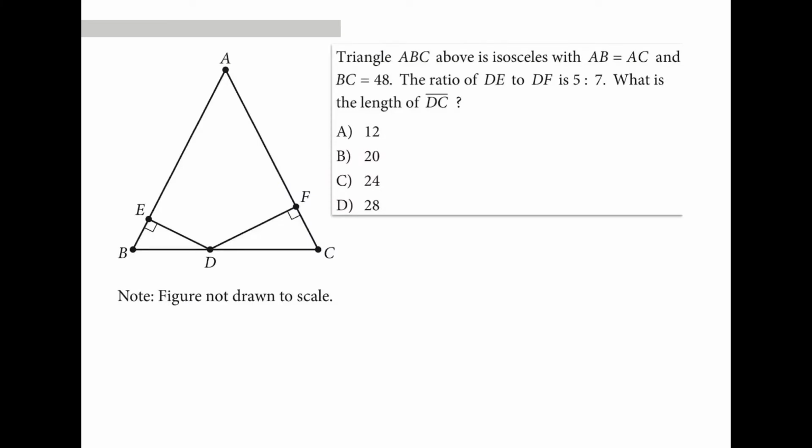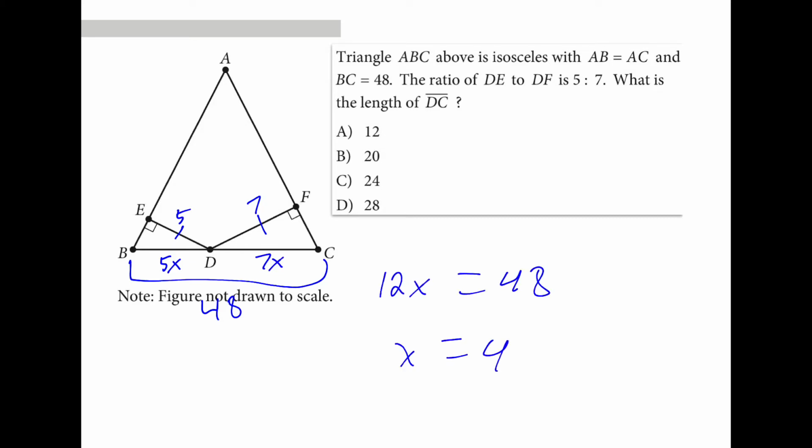Triangle ABC is isosceles, and AB is equal to BC, and the bottom leg is 48. And the ratio from DE to DF is 5 to 7. So we could consider this 5x and this 7x, and we could add them together and say that 12x is equal to 48, so x is equal to 4. If we wanted to find DC, we plug that in, 7 times 4, and we get 28.